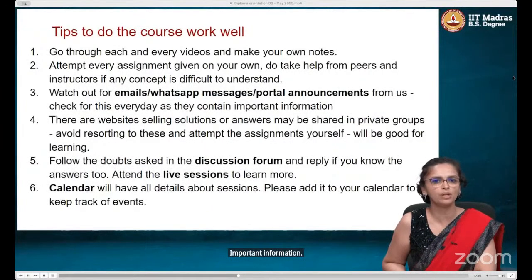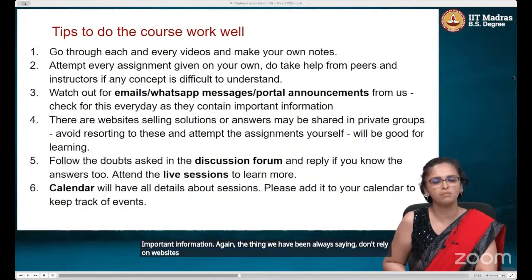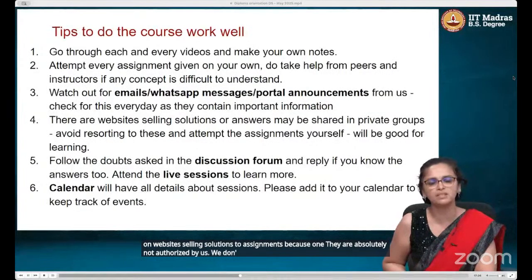Again, a thing we have always been saying: don't rely on websites selling solutions to assignments, because one, they are absolutely not authorized by us. We don't have any partnership with any of these websites.